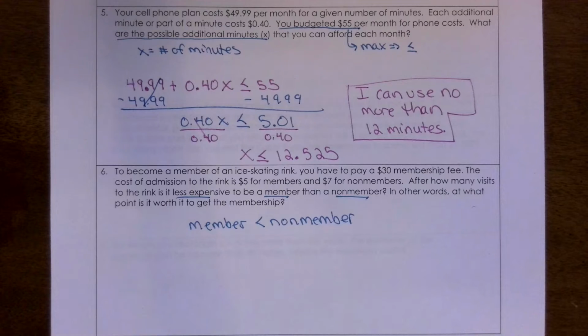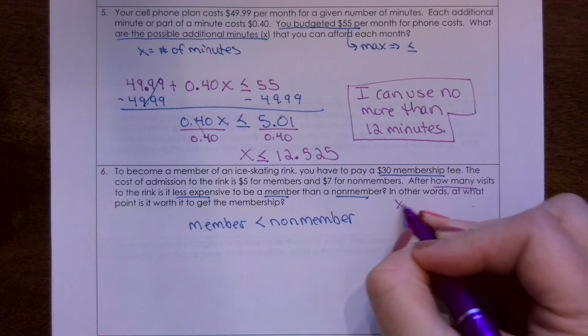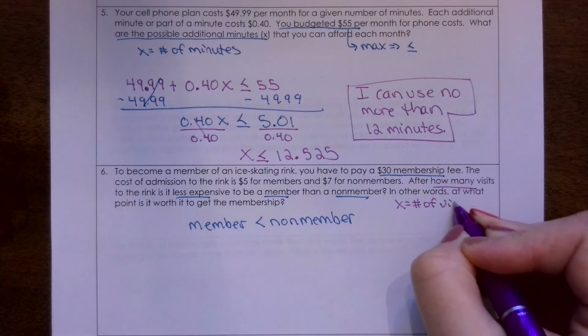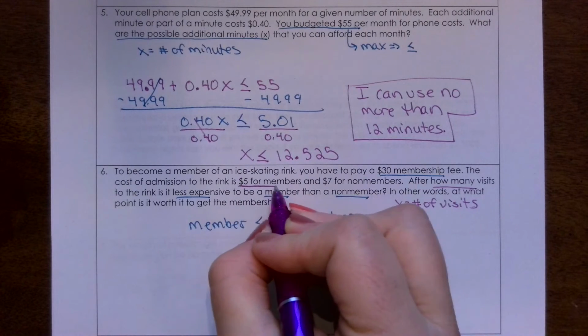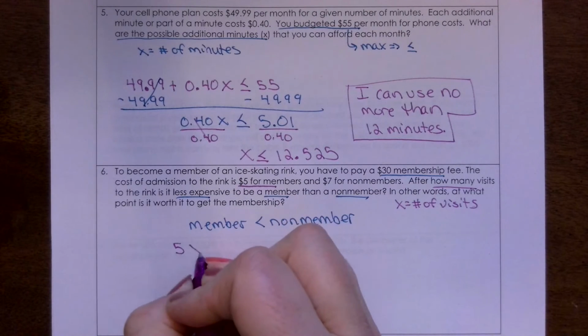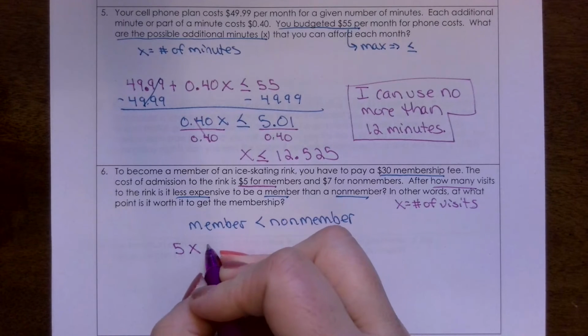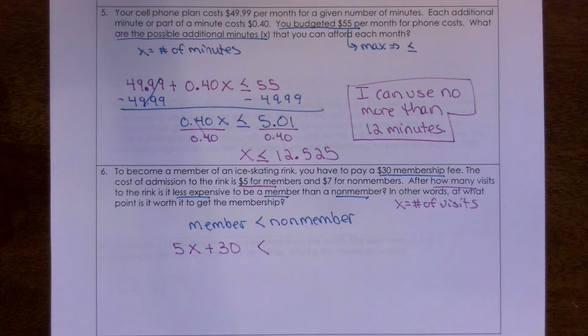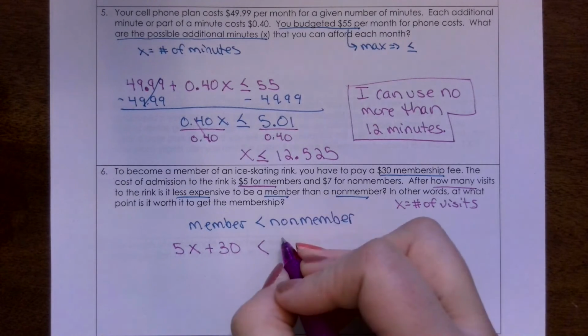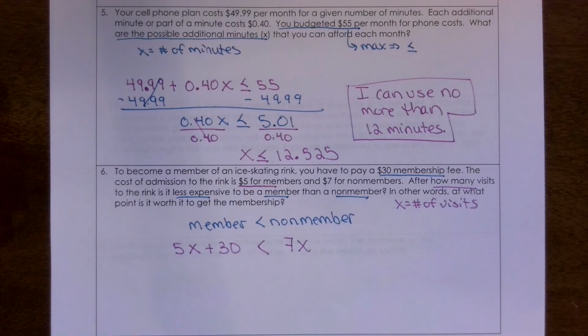So let's think about what I pay to be a member. I pay a $30 flat fee as a member. I forgot to identify my x. I'm so sorry. After how many visits? So x equals the number of visits. So back to being a member. I'm going to pay a $30 flat fee, and each time I go, I'm going to pay $5. So 5 times the number of visits I go, and another 30. And then to be a non-member, I'm not paying any fee, but I do have to pay $7 each time. So 7 times the number of visits.